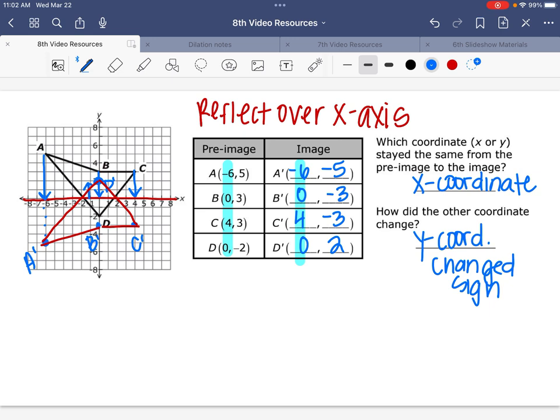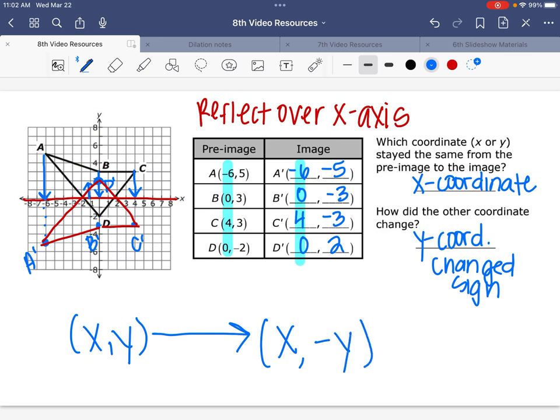And so we can write an algebraic rule for this. We can say, okay, here is (x, y). That's our pre-image. That's where we're starting. And when we reflect it over the x-axis, my x-coordinate stays the same and in the same location, but my y changes sign. So it's the opposite of whatever y is. And this is our algebraic rule.